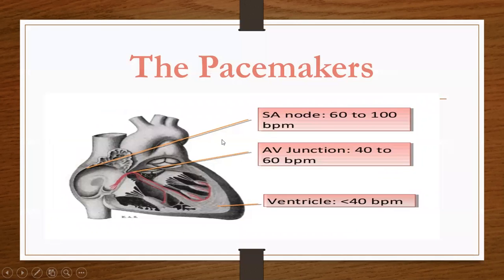Let's talk about the pacemakers of the heart. The SA node is pacemaker king, okay? Your SA node is your normal pacemaker, and it keeps the heartbeat between 60 and 100. And then here we see the AV node or the AV junction, our second pacemaker of the heart, and it keeps the beat at 40 to 60 beats per minute. And then down to the ventricles, which is the third pacemaker of the heart, and its heartbeat is less than 40.